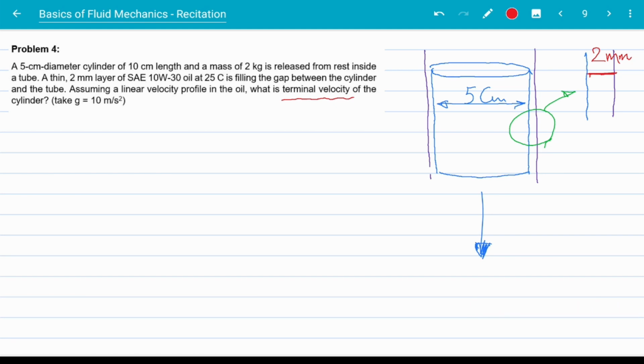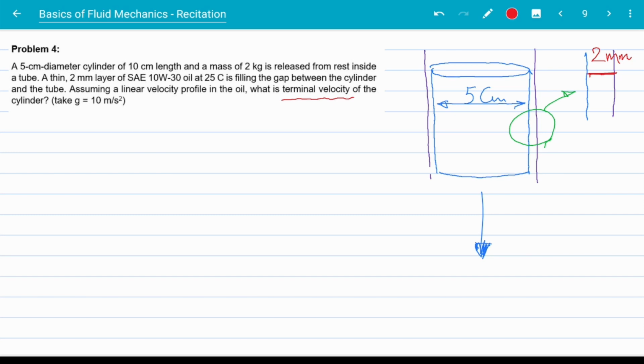However, here, there is an oil layer between the tube and the cylinder. Now, oil is a viscous fluid, and as a result, because of the motion of the cylinder, oil will exert some sort of shear stress on the cylinder. This force will behave just like friction. It opposes the motion. So after a while, this cylinder reaches a force equilibrium, in the sense that the friction force is equal to the gravitational force. The velocity at which this object reaches this equilibrium is called the terminal velocity.